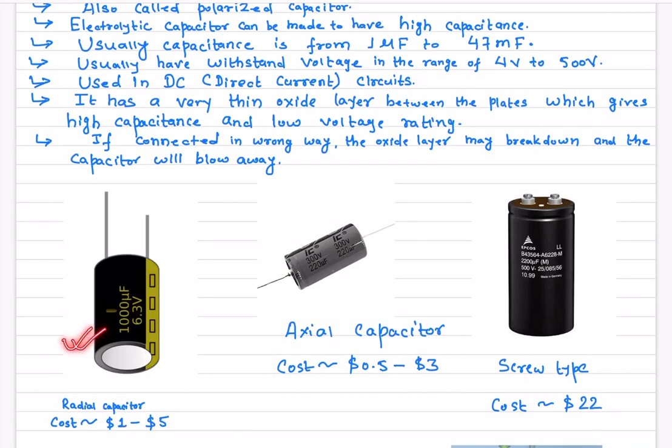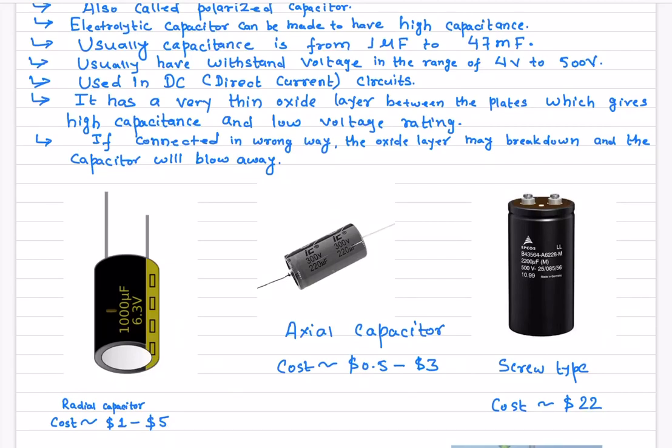Such capacitors are called radial capacitors. They have the leads coming in the same direction. And the other capacitor, here, all are electrolytic capacitors. The leads are coming from opposite ends, and this is called the axial capacitor, because of the axis. The cost of the axial capacitor varies from 50 cents to $3, and for the radial capacitor, the cost varies from $1 to $5.